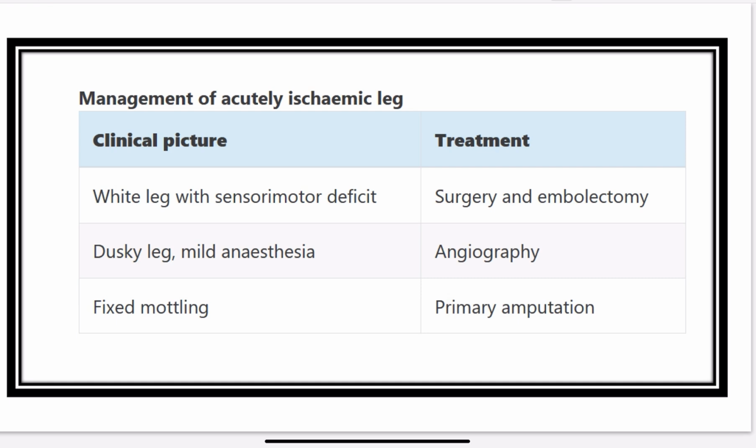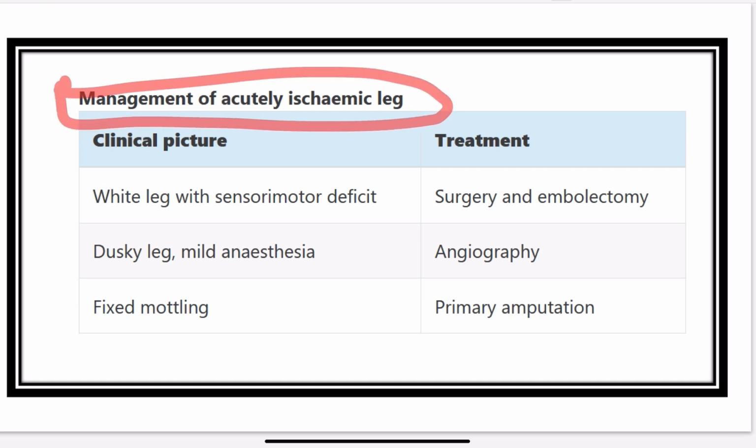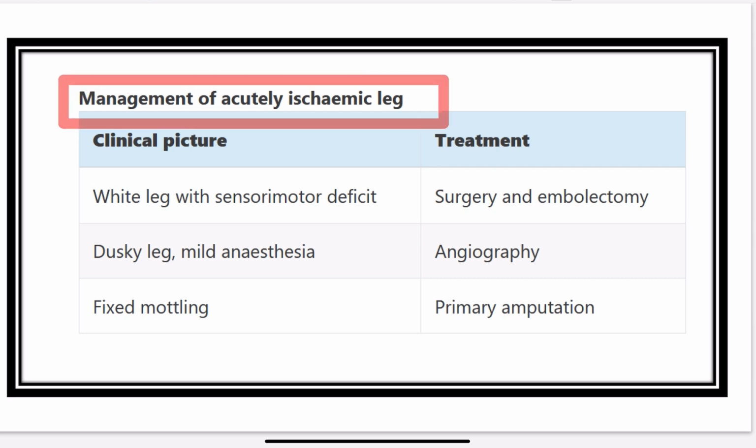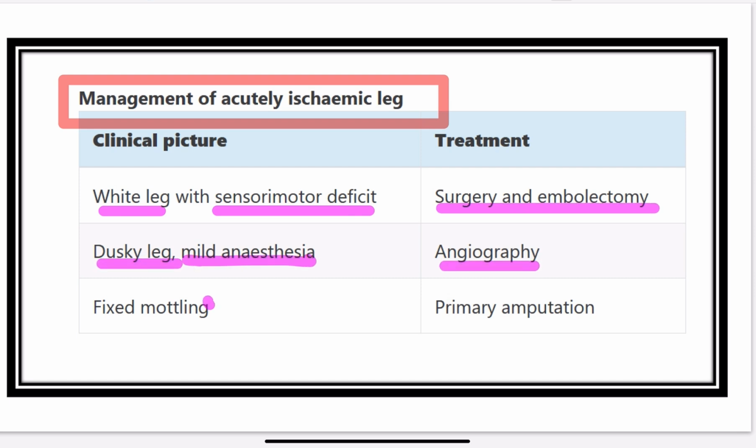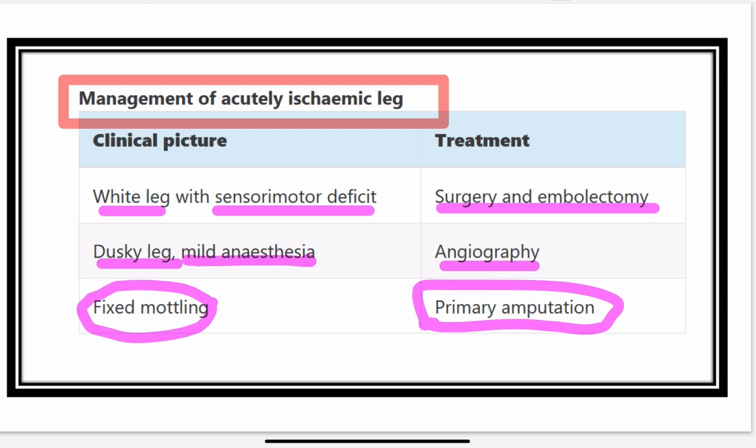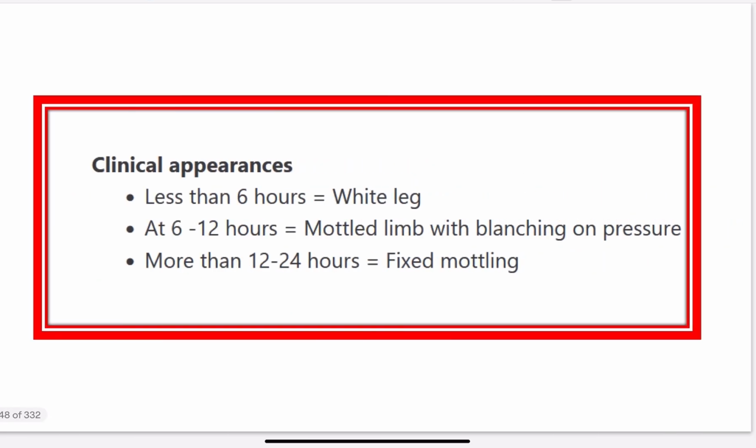Here we can see the management of acute limb ischemia. When there is a white leg with sensory motor deficit, in this condition surgery and embolectomy is the option. Dusky leg with mild anesthesia, in this case angiography, and when there is fixed mottling, in this case primary amputation. So we have to go for primary amputation in this patient. There is no way of salvage of the leg. When there is a white leg, surgery, embolectomy. When there is dusky leg, angiography, but in case of fixed mottling, go for primary amputation.